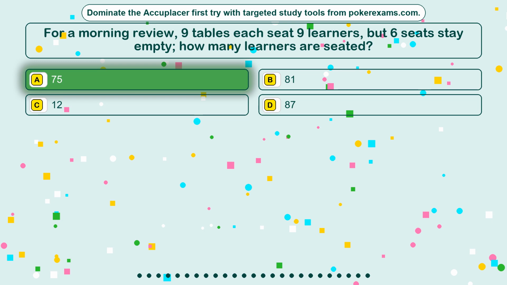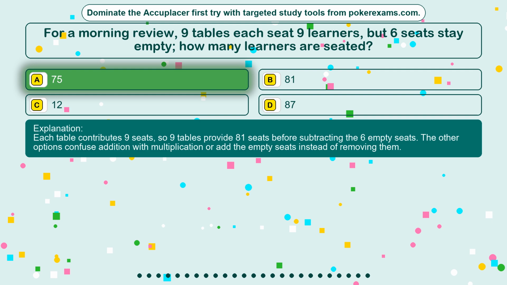The correct answer is option A, 75. Each table contributes 9 seats, so 9 tables provide 81 seats before subtracting the 6 empty seats. The other options confuse addition with multiplication or add the empty seats instead of removing them.